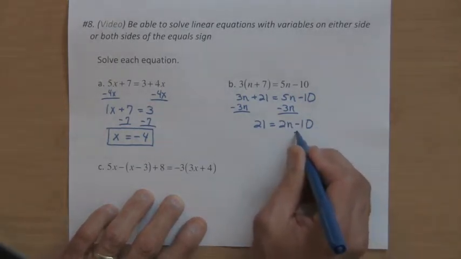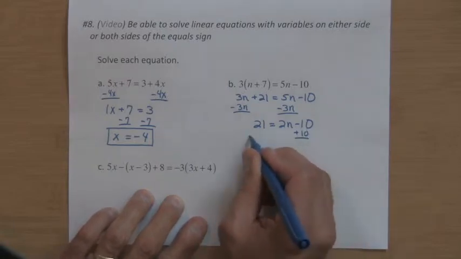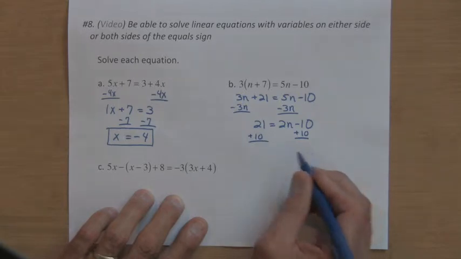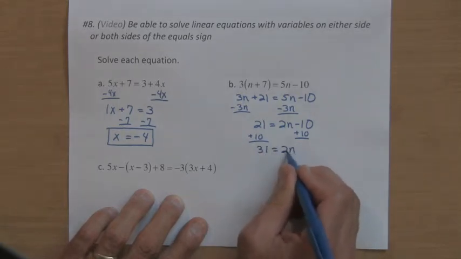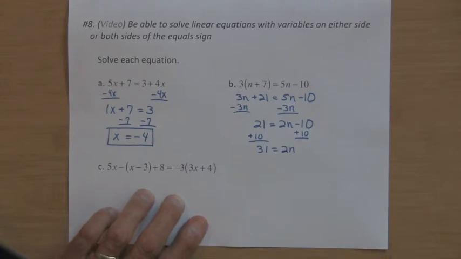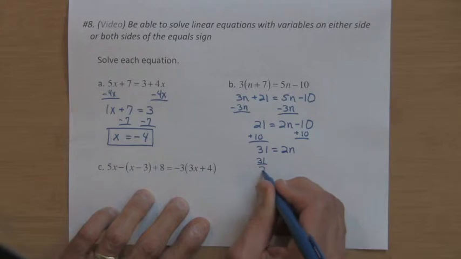To get 2n by itself, I want to take away or add the opposite of minusing 10, which is plus 10, to both sides of the equal sign. So 21 plus 10 is 31. So I have 31 equals 2n. Now I want to know what n equals, so the inverse of multiplying by 2 is dividing by 2. So I divide both sides of the equation by 2.